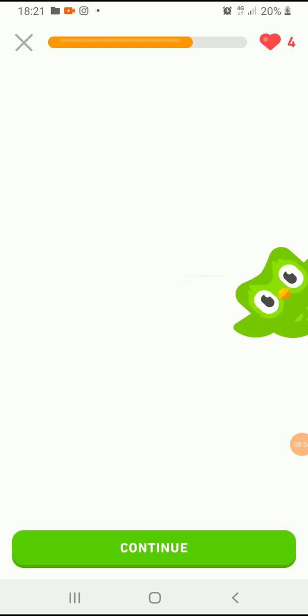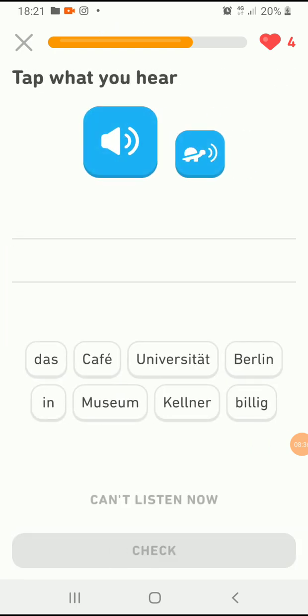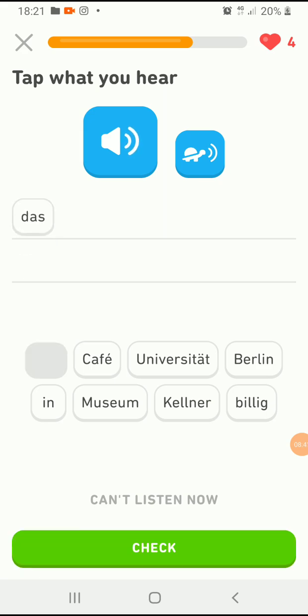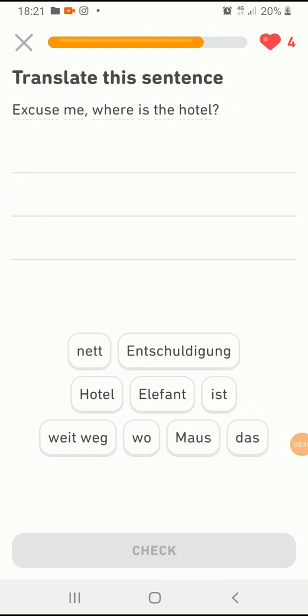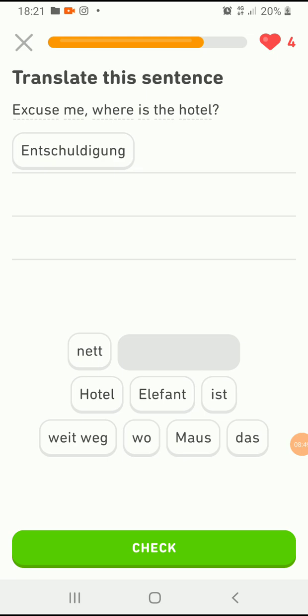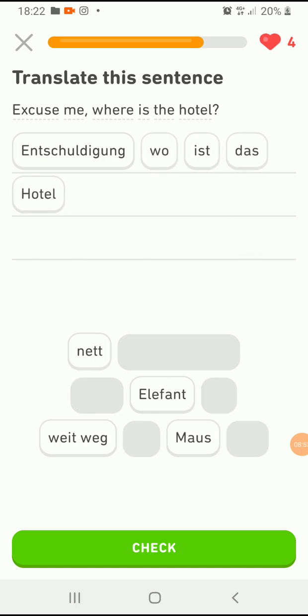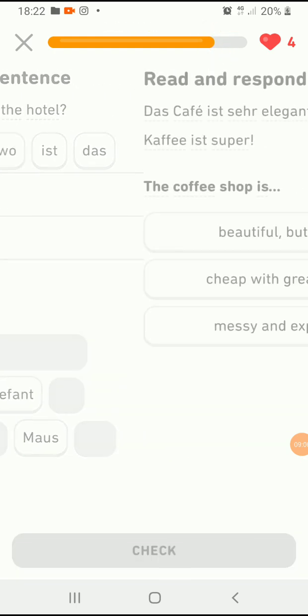So, let's continue. Das Museum in Berlin. Berlin, of course. Excuse me, where is the hotel? So, Entschuldigung, wo ist das Hotel?